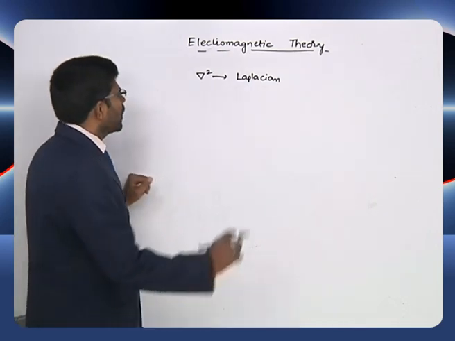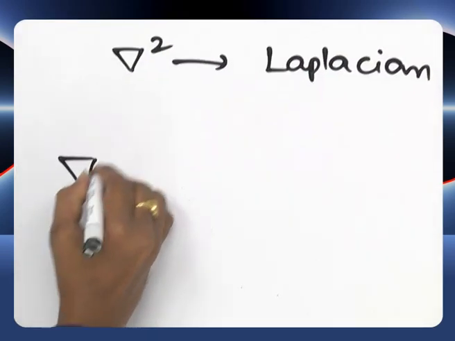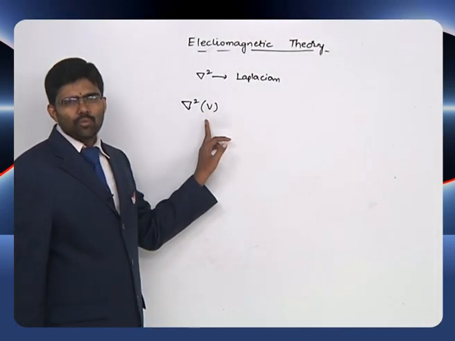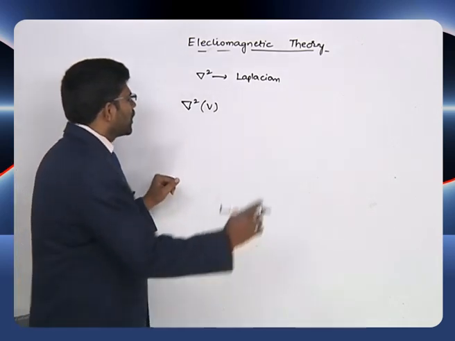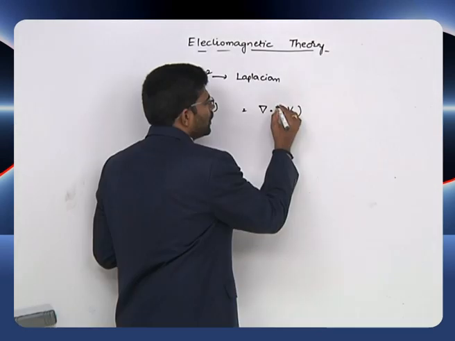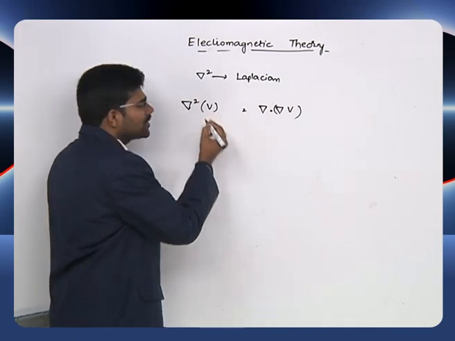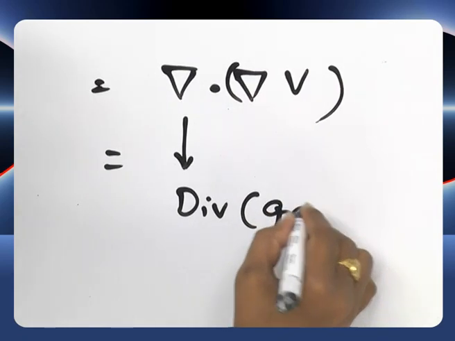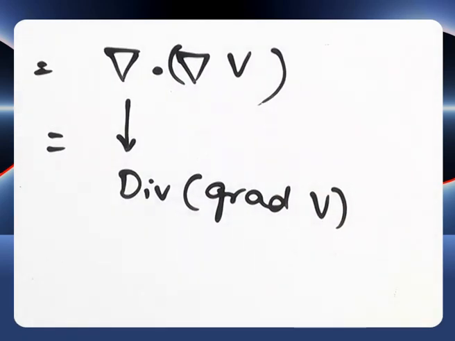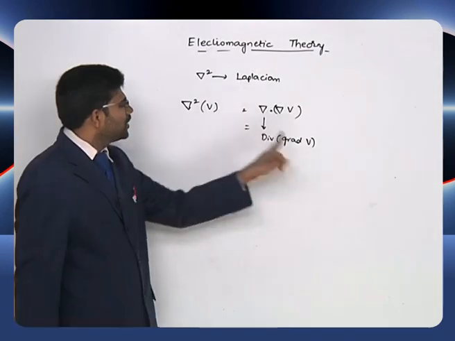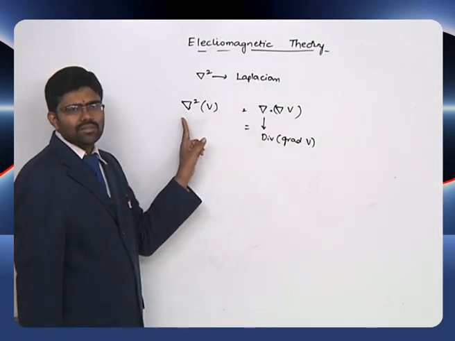Now we will observe the application of this del square on a scalar. Let us take V as a scalar. That del square V we want. So del square V can be written as del dot del. Always del dot del gives us the del square V. That is, the Laplacian of any scalar can be written as divergence of gradient of V. So if you are considering divergence of gradient of a particular scalar, then it must be equal to the Laplacian operator.